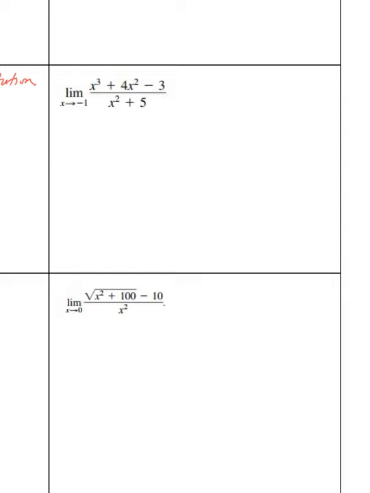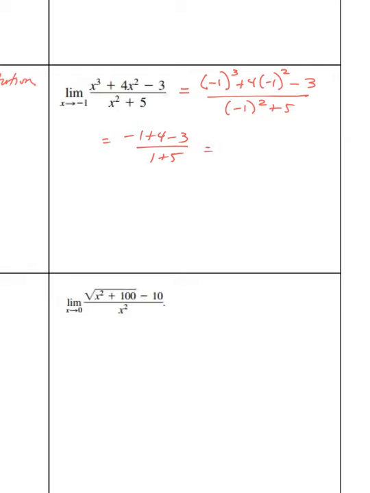Let's try this one. Let's see if substitution works. So you get -1 cubed, 4 times -1 squared, minus 3, over -1 squared plus 5. Does substitution work? Well, if we can get an answer, then it works. So -1 cubed, 4 times -1 squared, -1 squared, 3 minus 3 is 0. Can you get an answer if 0 is divided by 6? Why, sure. Your answer is 0.